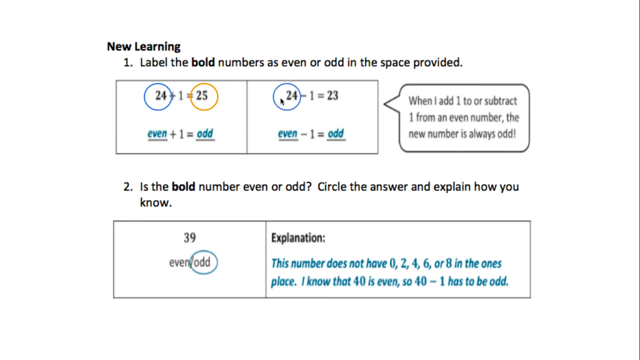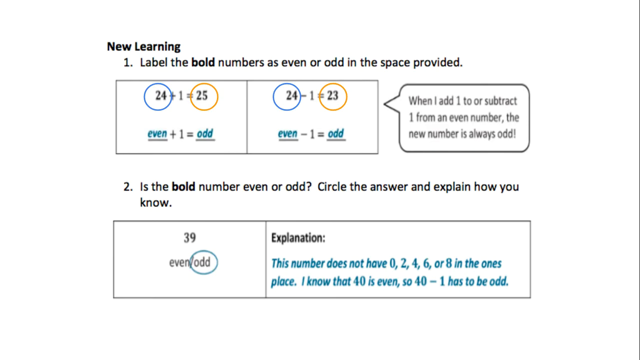An even number minus 1 will always give you an odd number. 24 even minus 1 is 23 odd. So it's really important to know even plus 1 is odd, even minus 1 is odd. So it follows that pattern. Every other number is even or odd. Pretty cool, right?